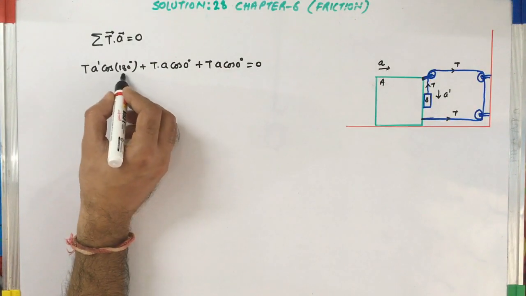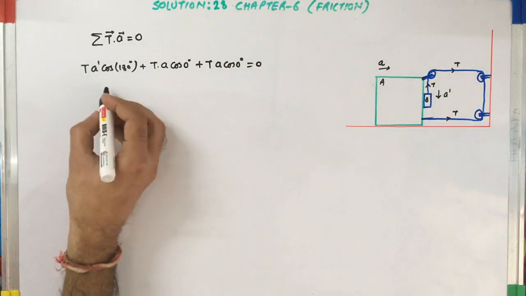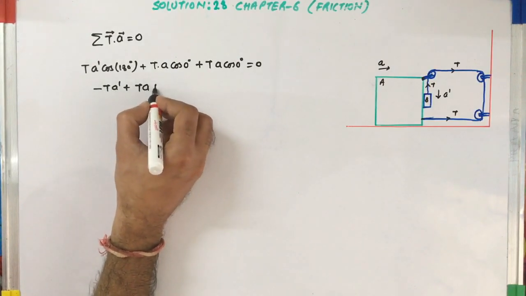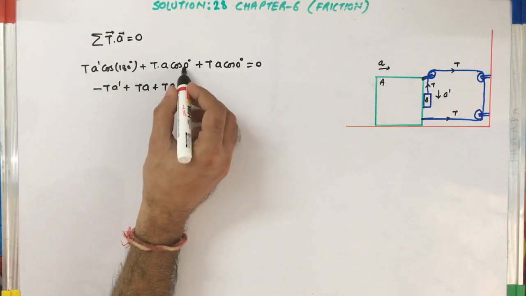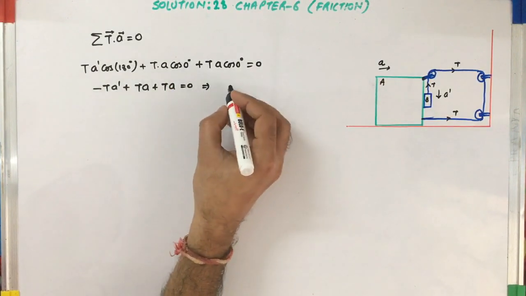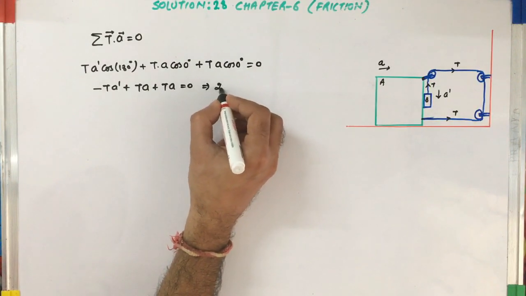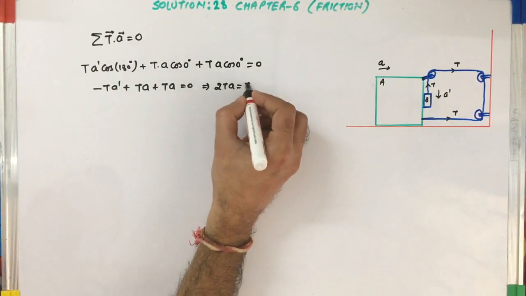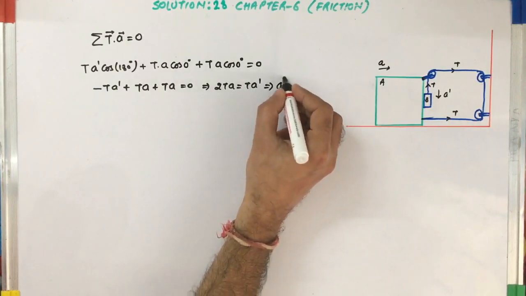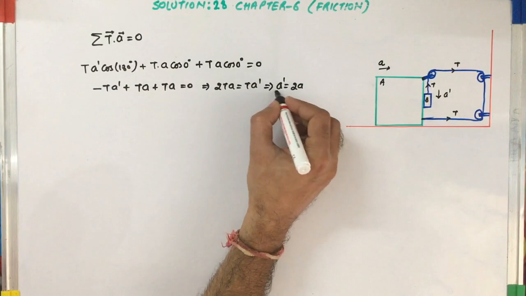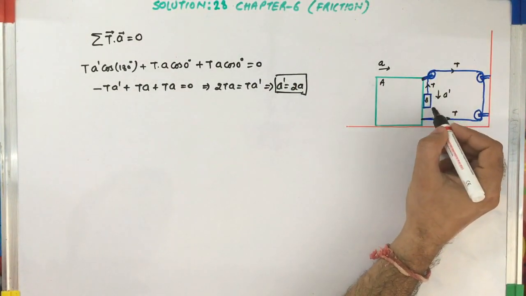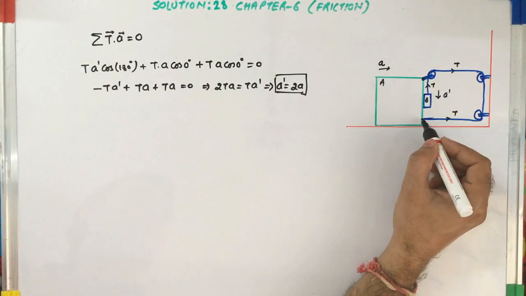Now what is cos 180 degree? It will give you -1. So minus TA dash plus TA plus TA, because cos 0 is 1, right, is equal to 0. So this will give you 2TA is equal to TA dash, T will cancel out, so this will become A dash is equal to twice of A. So that means acceleration of block B is twice the acceleration of block A.